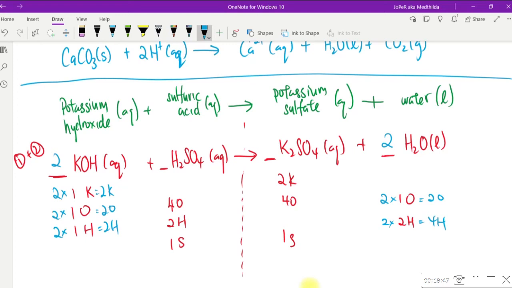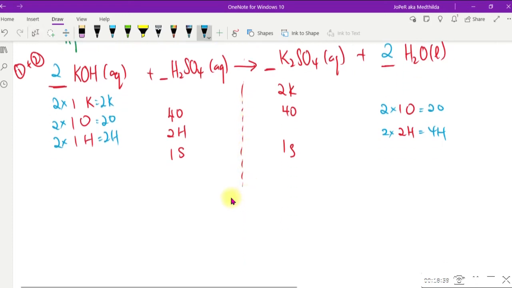One sulfur here, another sulfur here. So that's balanced. So this is my balanced chemical equation. Okay, so this is good. So my balanced chemical equation is done. Now let's go on to the last part, which is the ionic equation. So number 3, ionic equation.